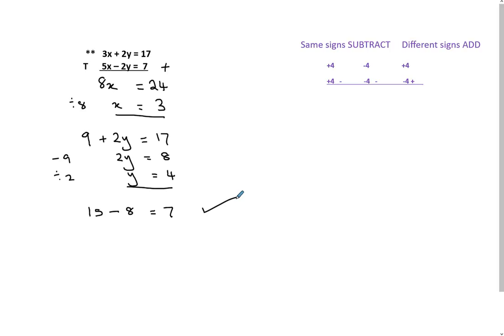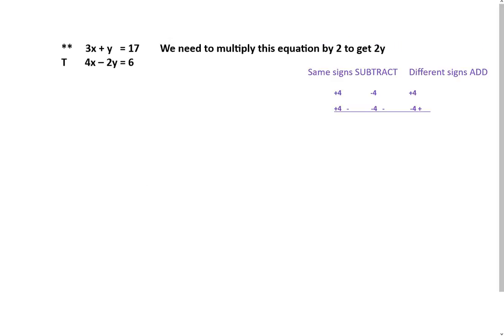Okay, I hope that's quite easy so far. Okay, let's try another one. This time, you can see the y's don't quite match up. So we've got to multiply the first equation by 2. So I'm going to multiply that by 2. So you've got 6x plus 2y equals 34.